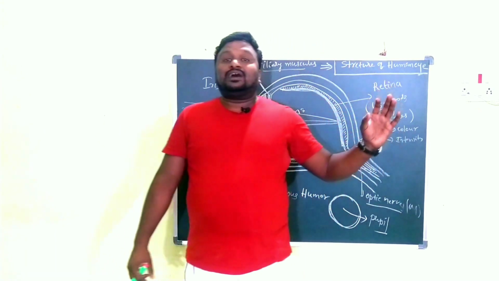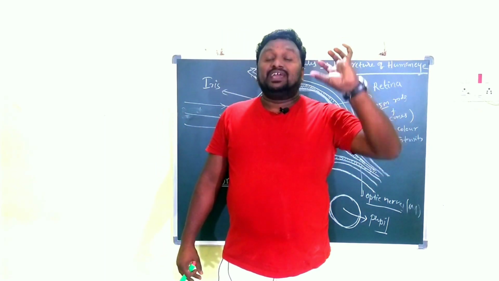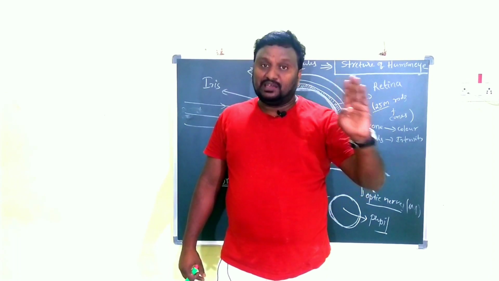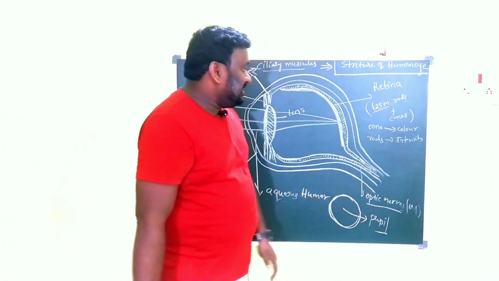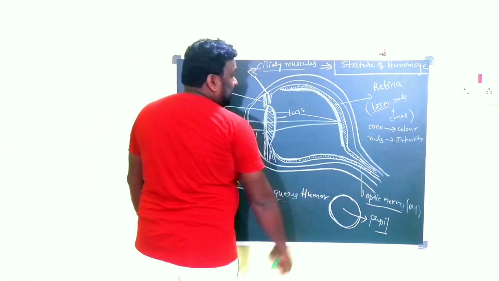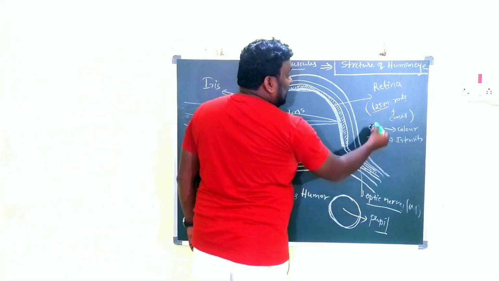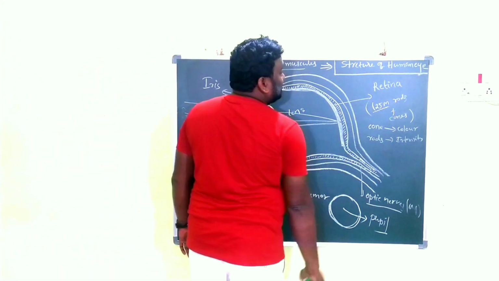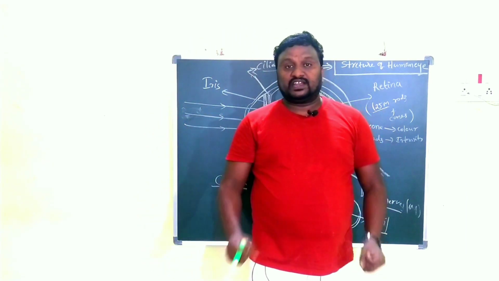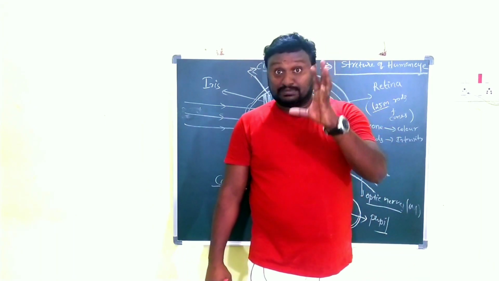Clear? When the lens forms the image on the retina, that should be an inverted image, a real image. Inverted and real image. Clear, children? The retina consists of nearly 125 million receptors. Receptor means what? Ready to take signals. So there are 125 million receptors.